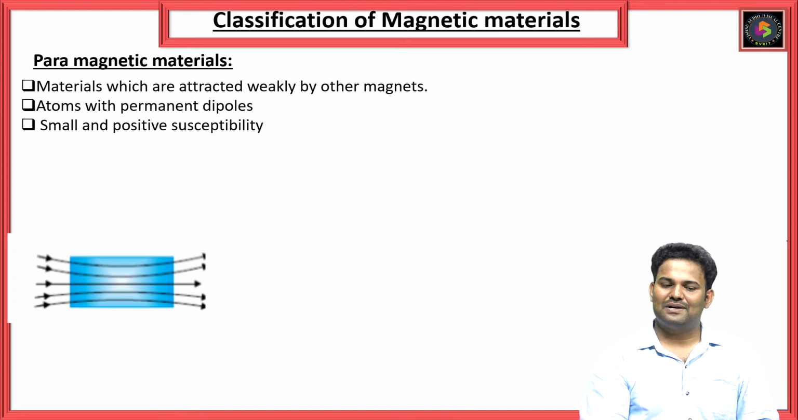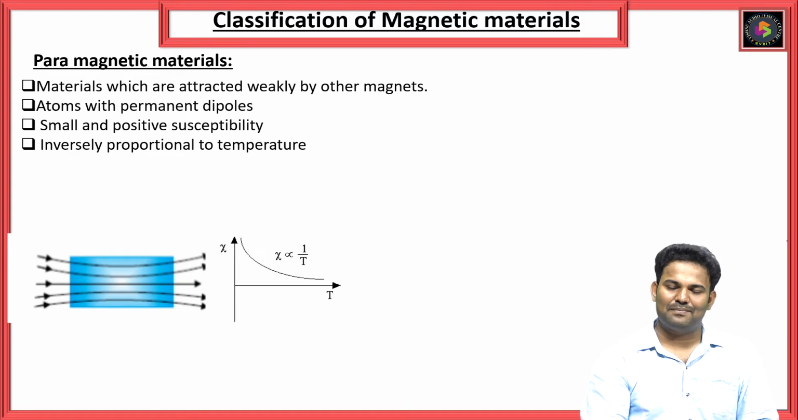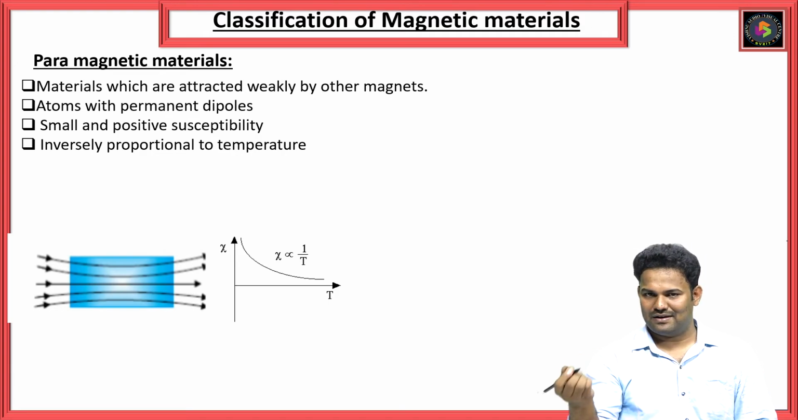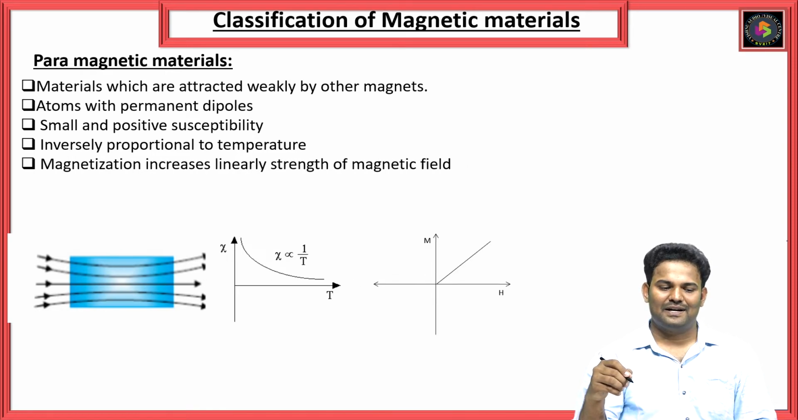The susceptibility value is small as well as positive here. There is a negative value we have seen in diamagnetism. Here the susceptibility value is positive and small, and it is also inversely proportional to the temperature. That means if we increase the temperature, the susceptibility value decreases. If we decrease the temperature, we see an enhancement of susceptibility. So it is completely inversely proportional to the temperature.